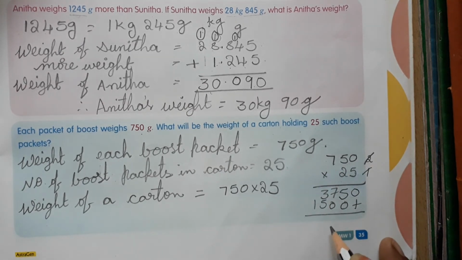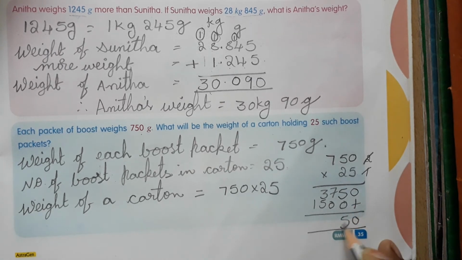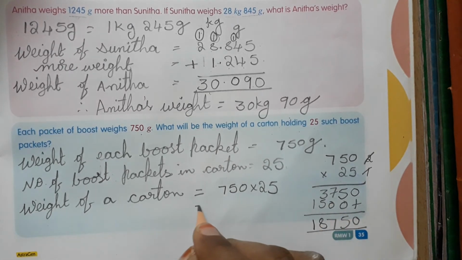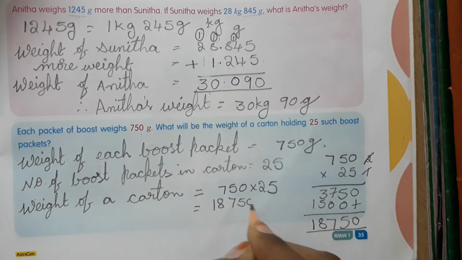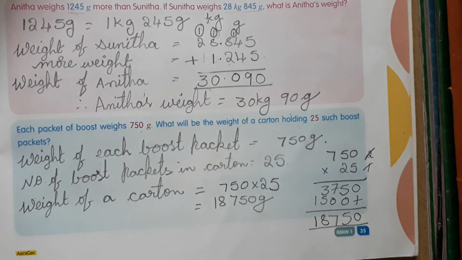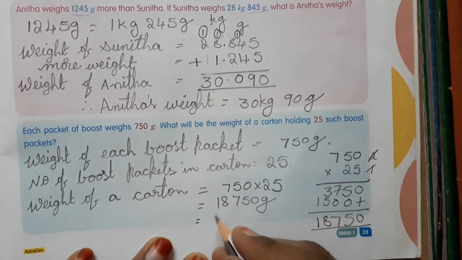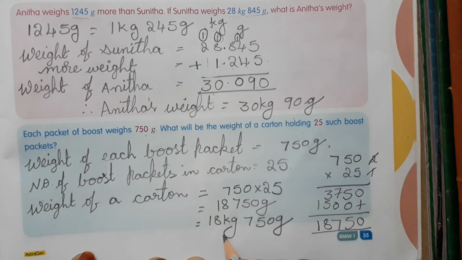Now add these two rows. 0. 5 plus 0, 5. 7 plus 0, 7. 3 plus 5, 8. And 1. So what is the answer? 18,750 grams. Now convert into kgs. 18,000 means 18 kg, and 750 grams. 18 kg, 750 grams.